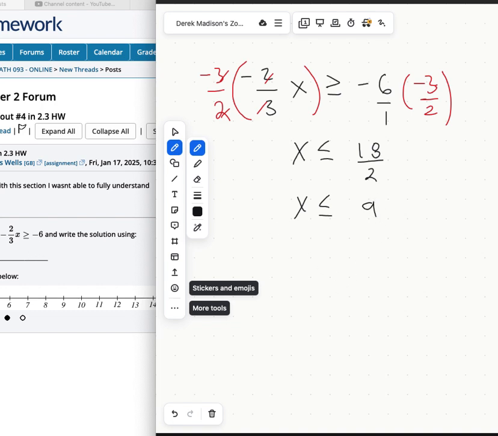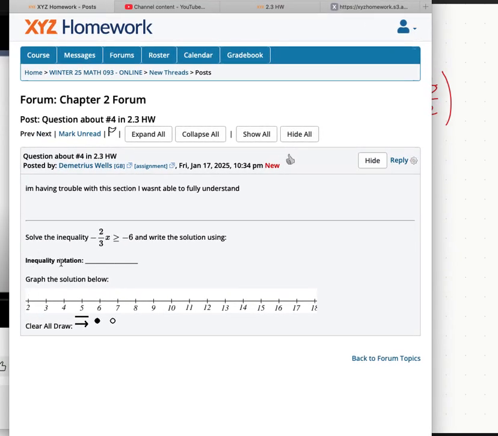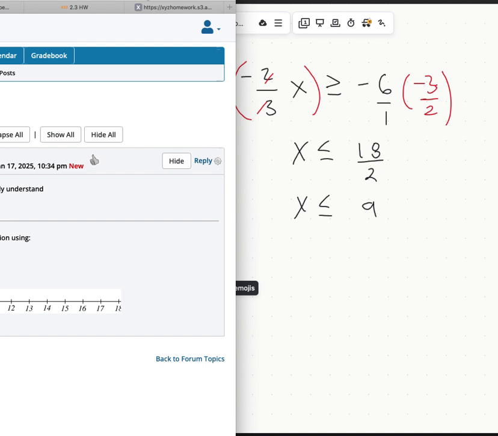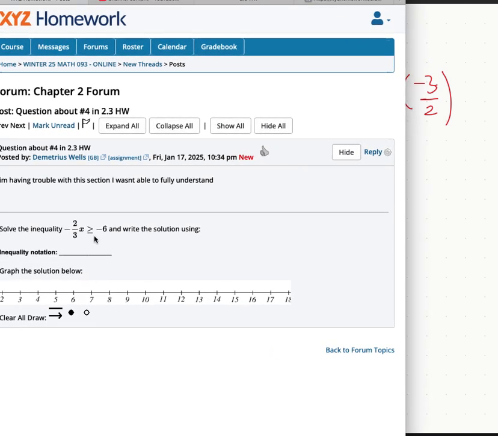This one asks for inequality notation. And so that's it right there: x is less than or equal to 9. I think on the other one, the one before this, number 3, you forgot to flip the direction of the inequality, and maybe you had an equals on it when there shouldn't have been an equals. But other than that, you had it right. So if you reverse the inequality and get rid of the equals, you'll have it.